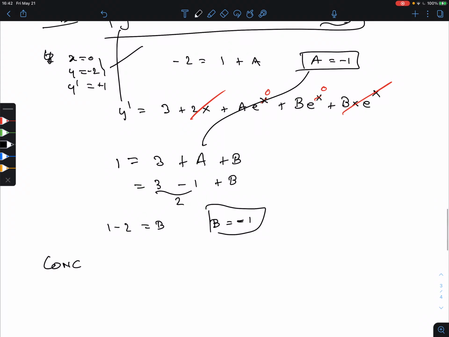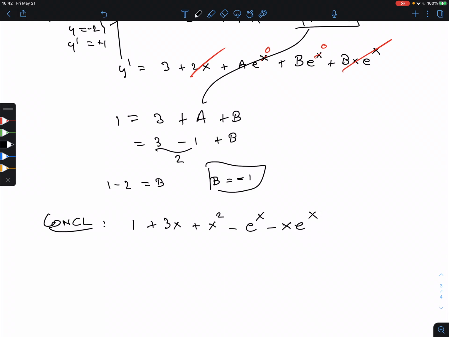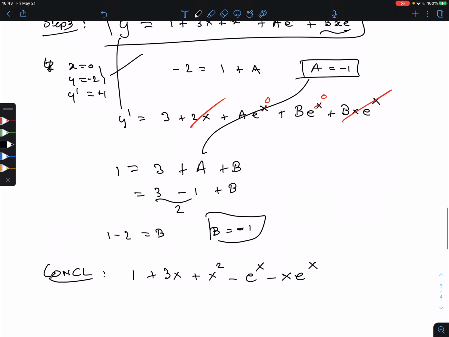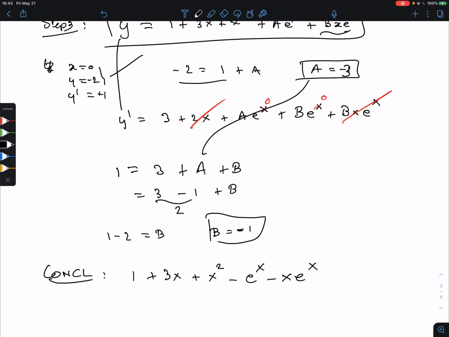So the conclusion, my solution was 1 plus 3x plus x squared minus e^x minus x e^x. Let me see, is that the same thing that the textbook gives? No, what did I do wrong? Oh, of course, here, this is -3, right?